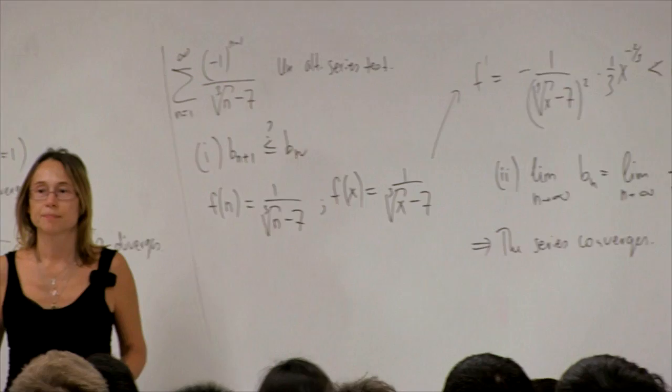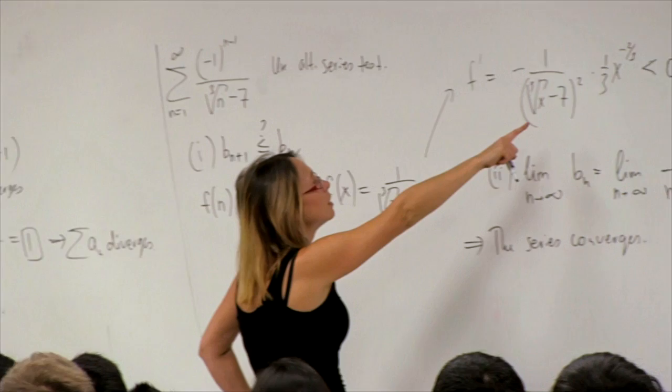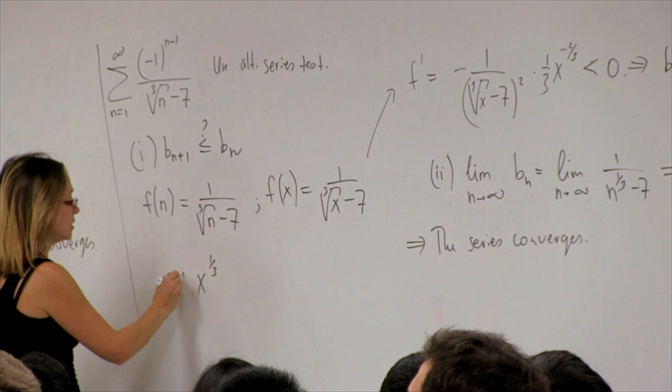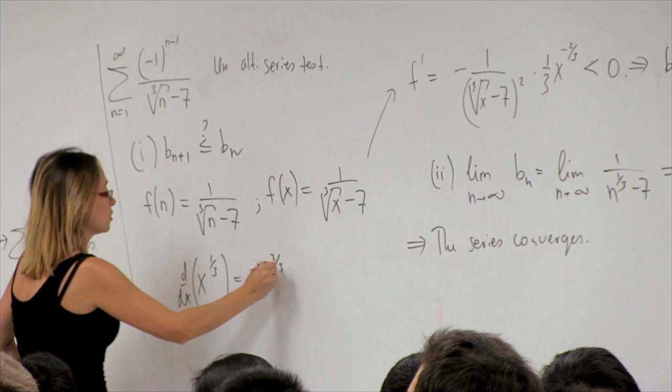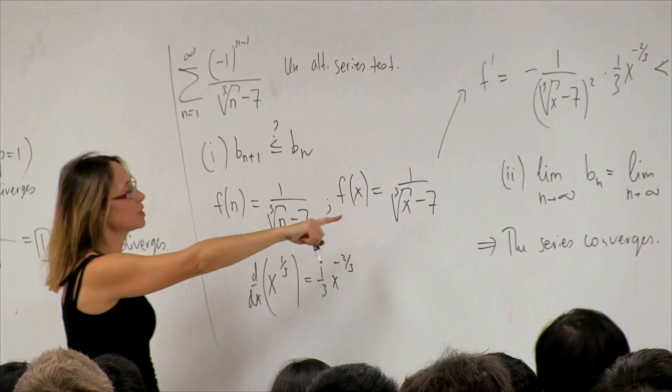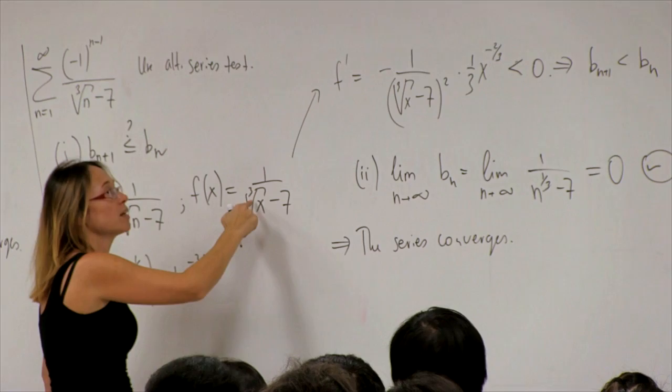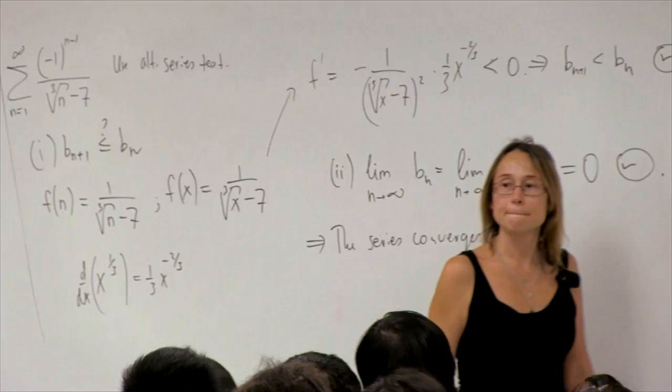Question? Yeah, for that f prime, the 1/3 x to the negative 2/3. So I need to calculate the derivative of x to the 1/3. d dx is 1/3 x to the minus 2/3, right? So I can use the chain rule. First, I differentiate 1 over something, so I get the square here. And then I have to differentiate this whole thing with respect to x. And by this formula, I get this multiplier. More questions? OK, thank you.